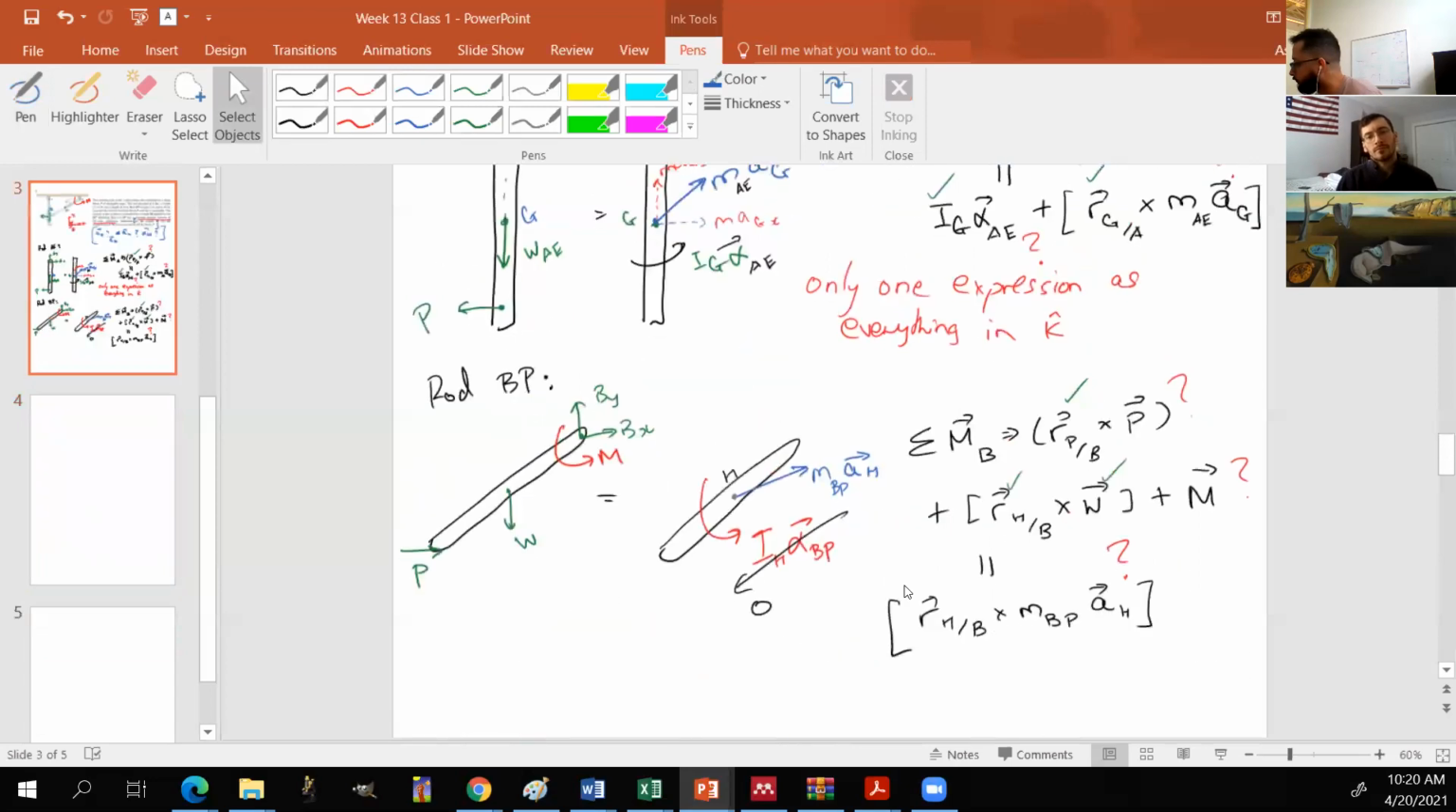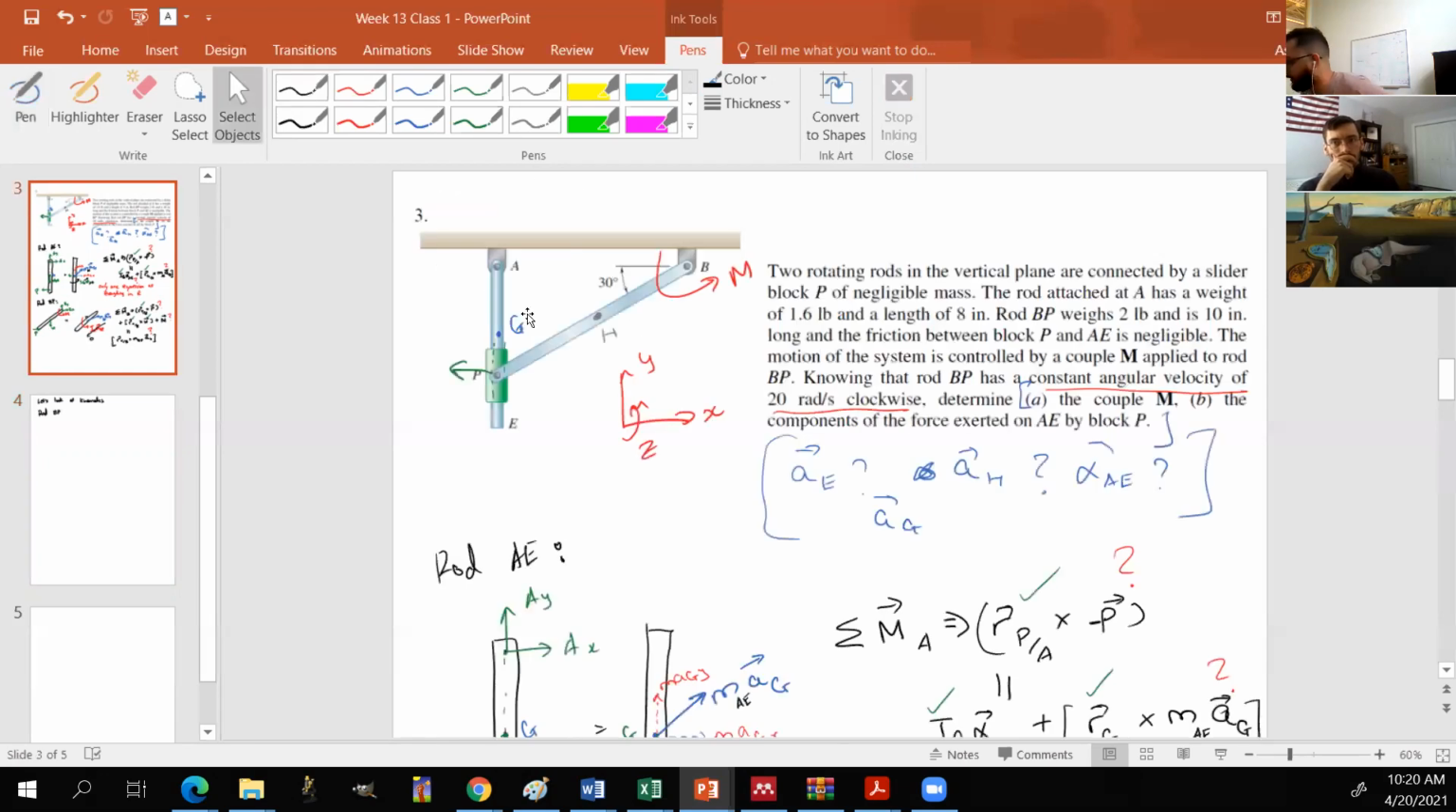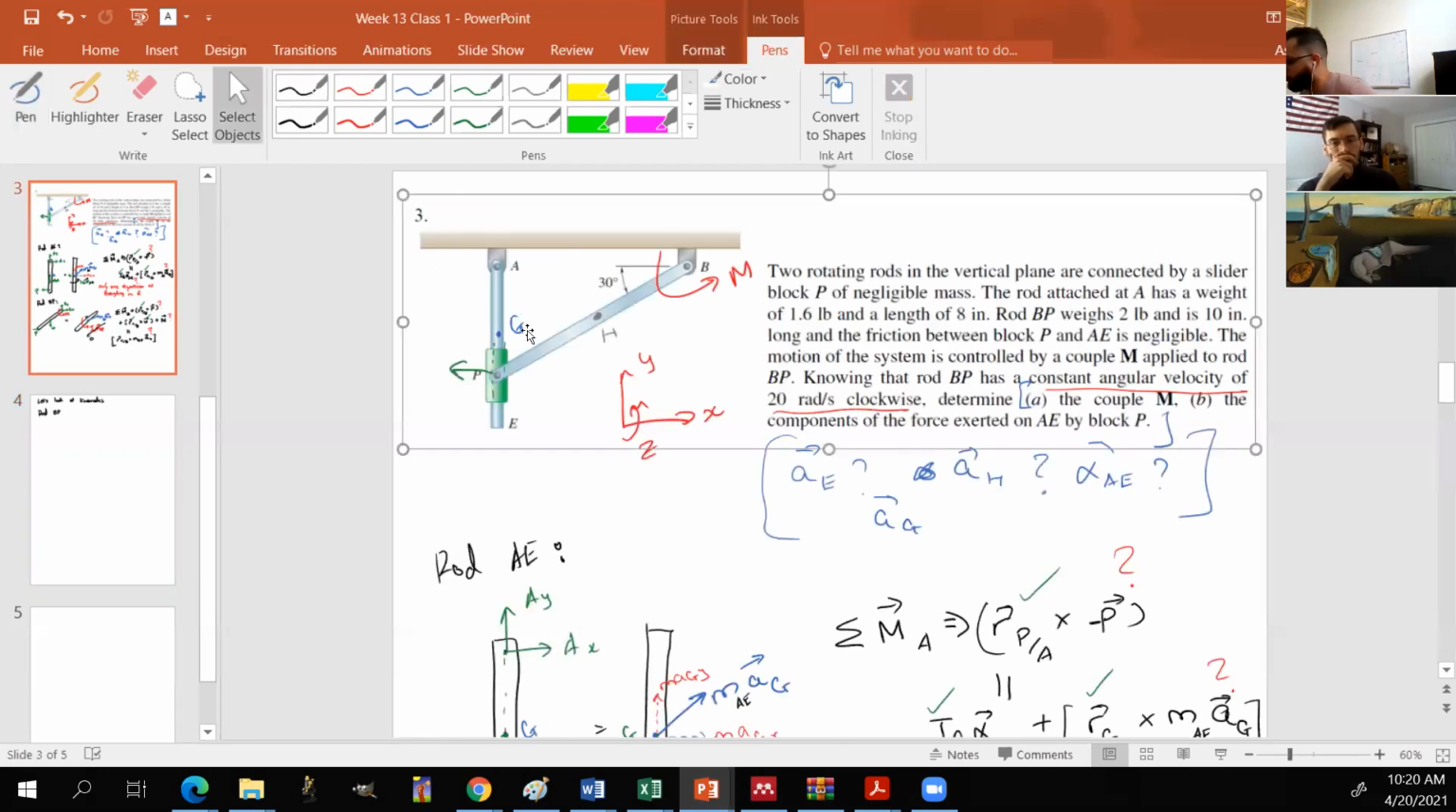All right. So now we're going to look at the kinematics. So looking at the rod BP, which, all right, let's get this. Give me 1 second. I just want to do something to make life a little easier.